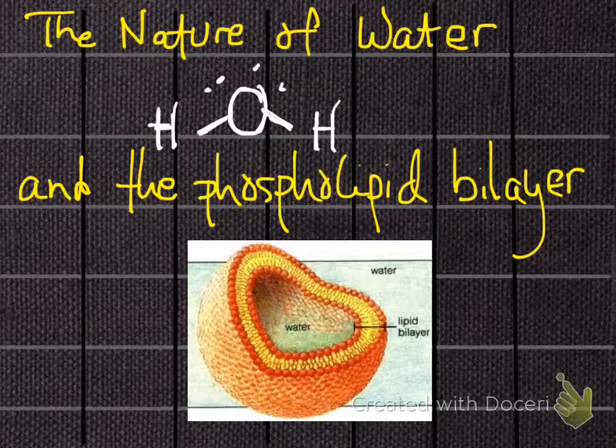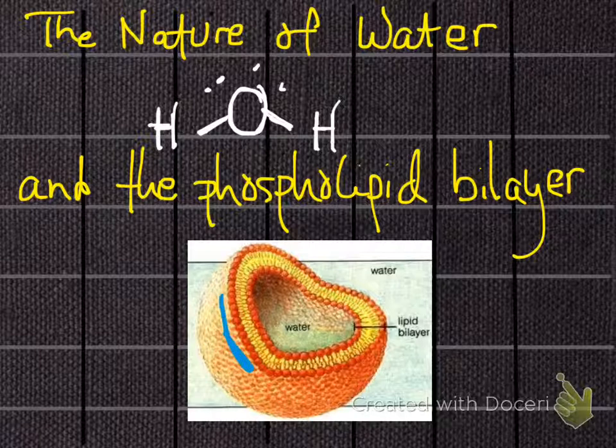When you see the word bilayer, what does that mean? Kendall? Yeah, two layers. And you can sort of see it, right? There's one here, so we kind of have one here, and we have one here. And what does this show as inside and outside, Hannah? Water.